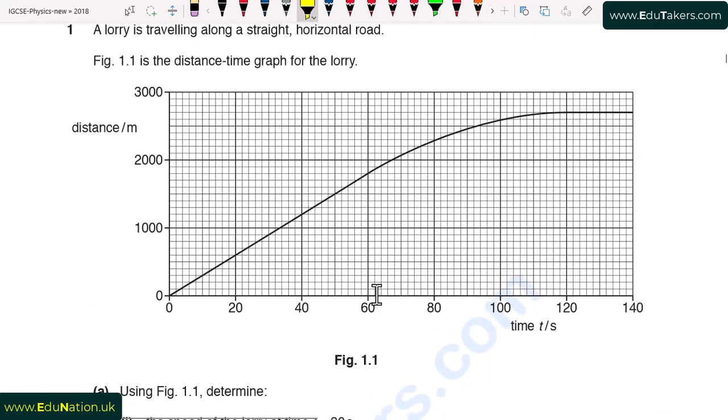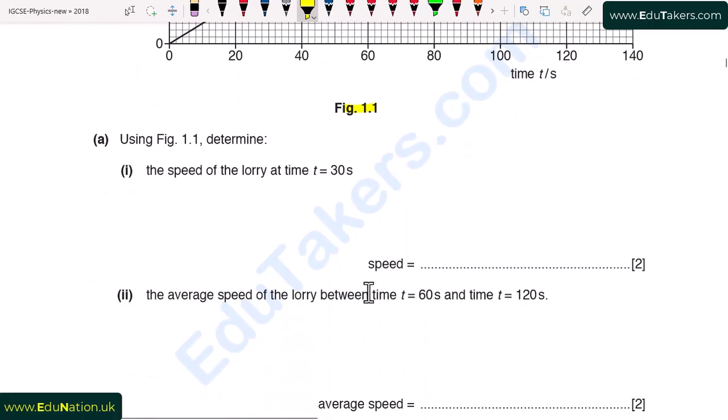Question number 1. A lorry is traveling along a straight horizontal road. Figure 1.1 is the distance-time graph for the lorry. Here is figure 1.1, the distance-time graph. Distance is measured in meters while time is measured in seconds. Part A. Using figure 1.1, determine, part first, the speed of the lorry at time t equal to 30 seconds. Here we have to find the speed when time is equal to 30 seconds.